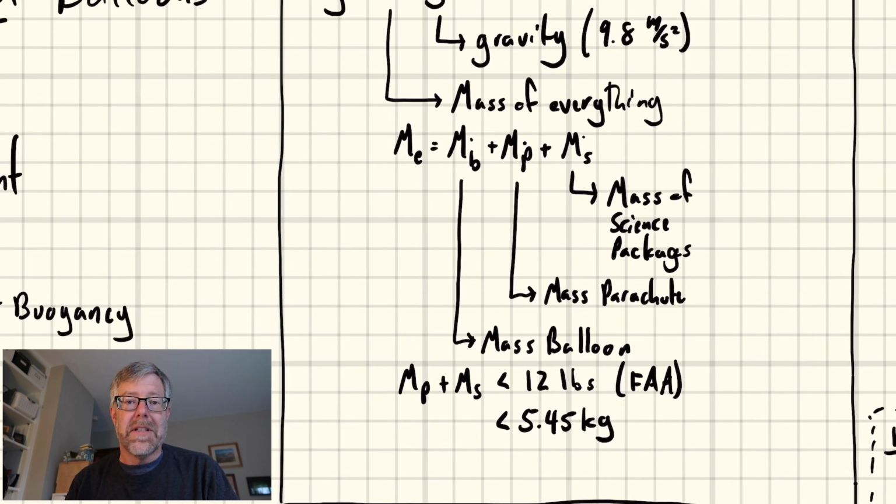All right, so there is an FAA regulation in the United States that the mass of the parachute plus the mass of the science payloads has to be less than 12 pounds, which is 5.45 kilograms. So that's the maximum that you really can lift, except in the case where you ask them for a waiver.